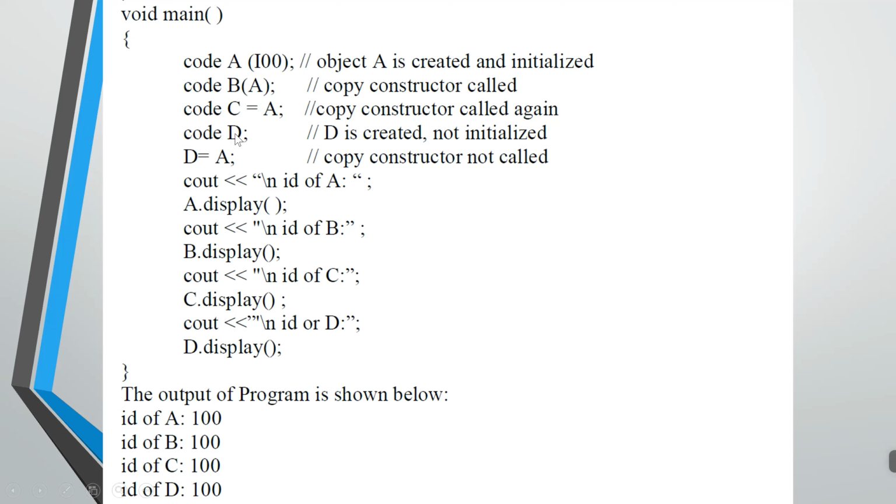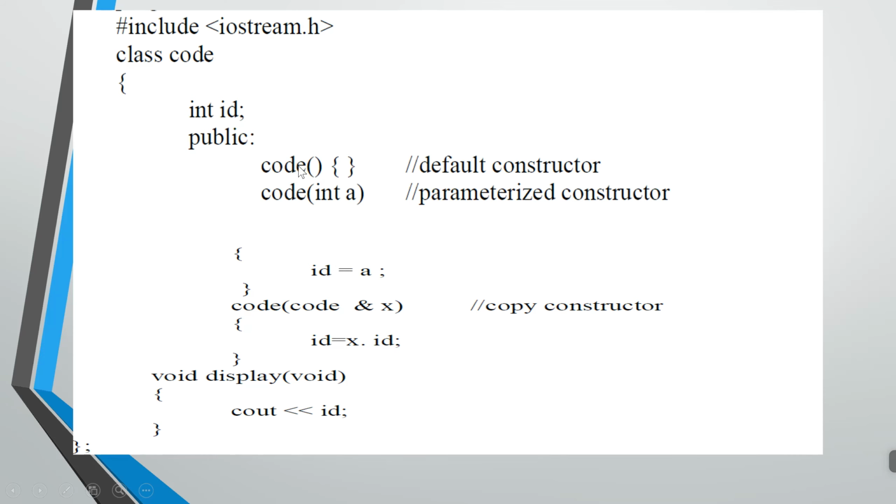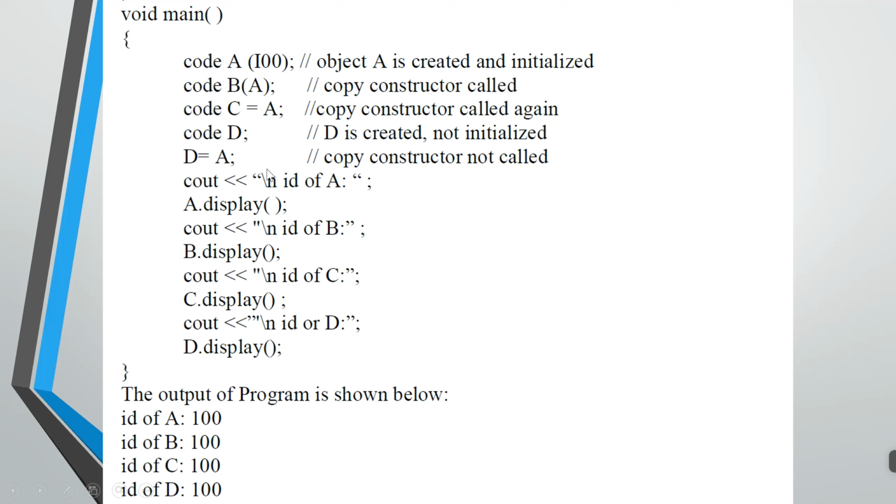Here code C is equal to A. There is another object called C, which is assigned the value A, which is also called a copy constructor. But here, an object D is created by taking the default argument. D is assigned the value A.